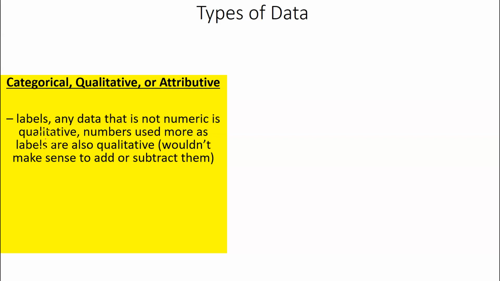Say blue eyes, that's describing a quality. Numbers used more as labels are also qualitative and wouldn't make sense to add or subtract them. So like eye color. A jersey number. Taking Michael Jordan's jersey number and subtracting that from Shaquille O'Neal's jersey number, yes, I would get a number, but the context of it would mean it's a worthless calculation. It doesn't mean anything, so it doesn't do any good.